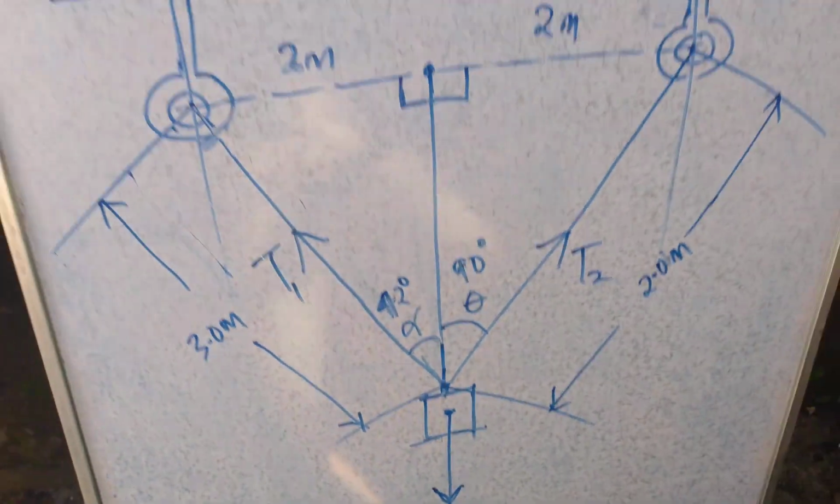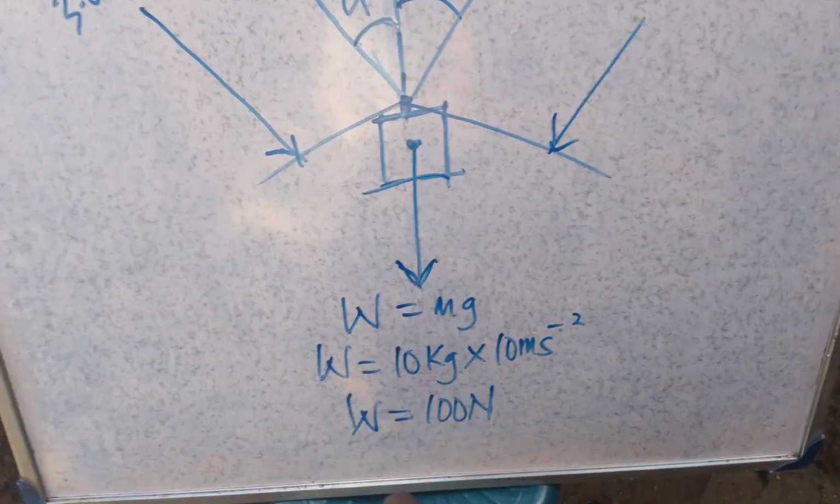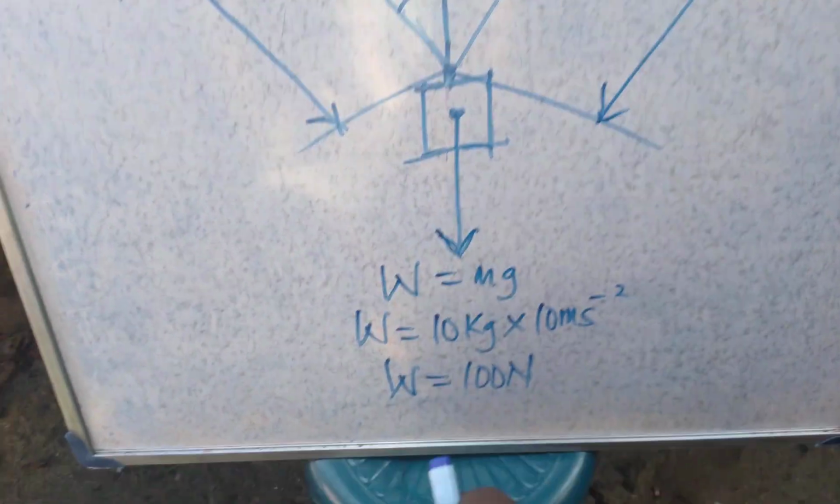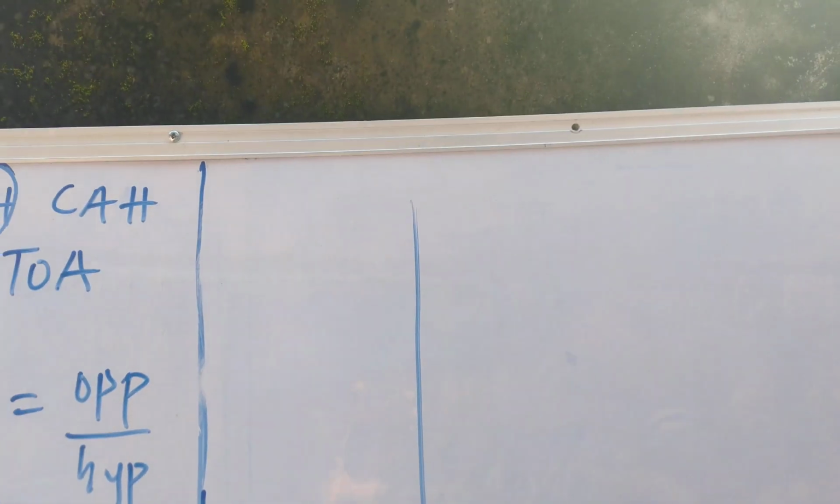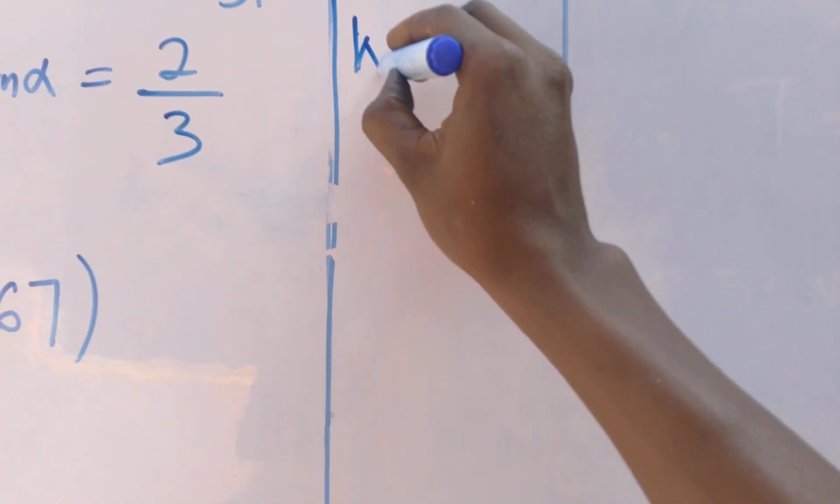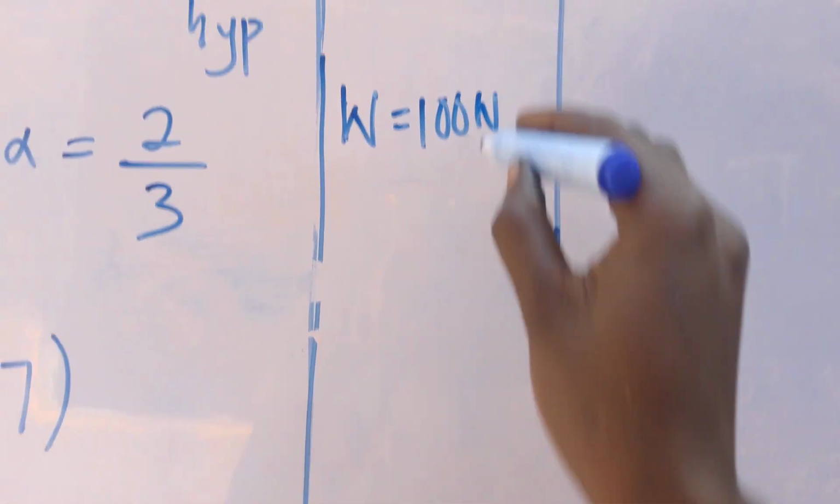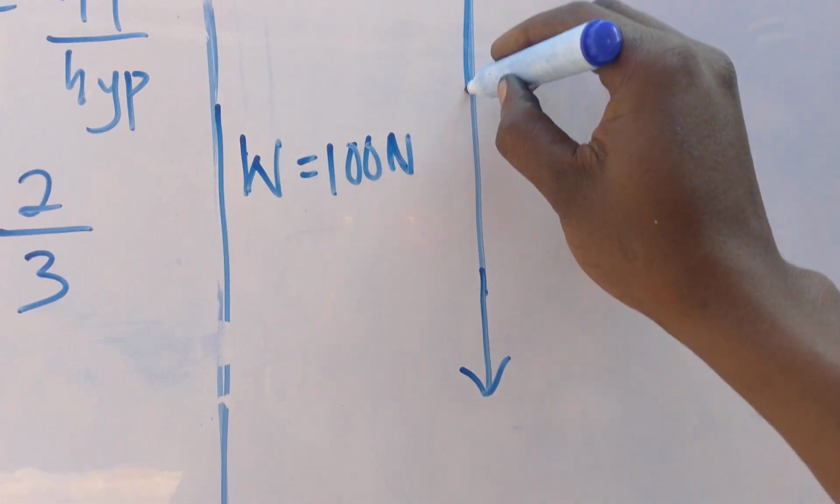Okay, so we can then draw the triangle of forces. First, I'll take the weight acting vertically downwards. That weight is 100 Newton. Taking the weight acting vertically downwards, I'll have something like this, and W is 100 Newton, which acts vertically downwards.